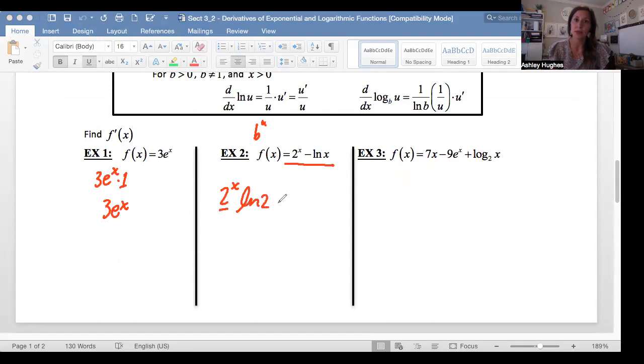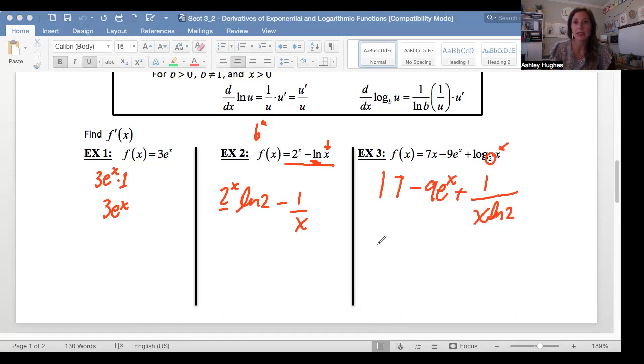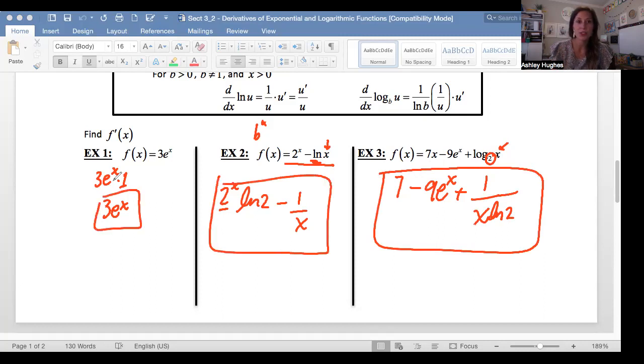That's the derivative of this, minus the derivative of natural log of x. This is your stuff, if you will. So the derivative is 1 over x itself. The derivative of 7x is 7, minus 9e to the x, plus the derivative of this. We take the derivative of x, which is 1, and put it over itself. And because this is another base, besides natural log with the base e, you divide by the natural log of whatever that base is. So those are the answers for these first 3 examples.